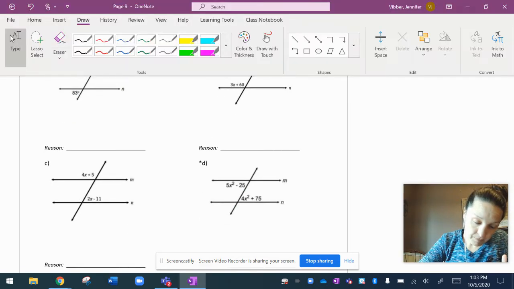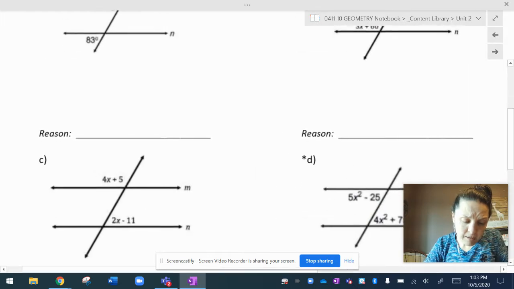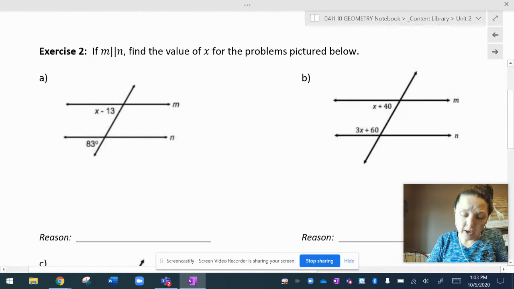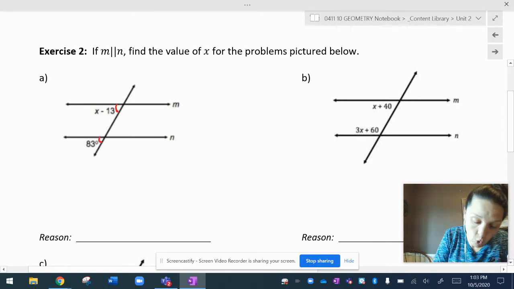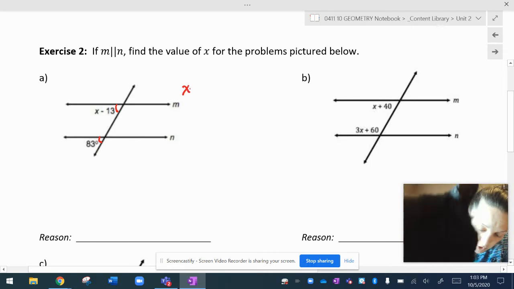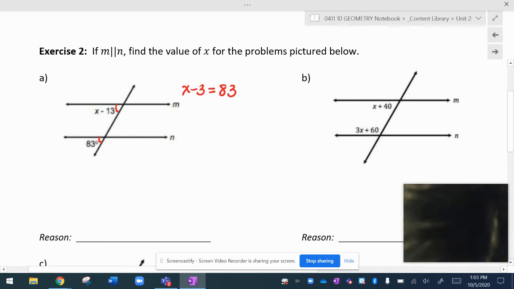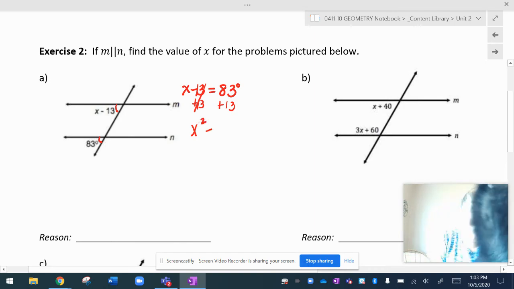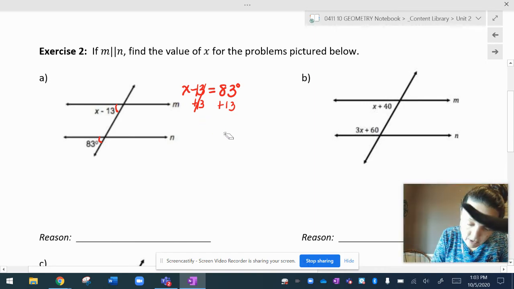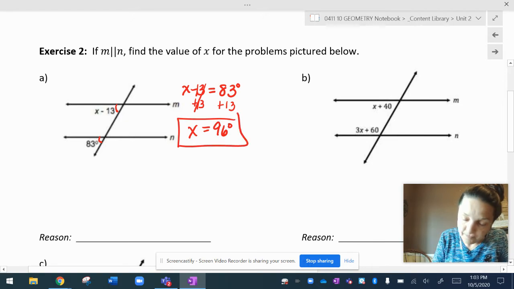So down here, we have given that M is parallel to N. Find the value of X for the problems below. So I have this and I have that. They are both in the bottom left, making them corresponding. Corresponding angles are congruent when lines are parallel. X minus 3 equals 83. Pardon me, X minus 13 equals 83. Add 13 to the other side. Why did I write X squared? I do not know. Making X 96 degrees.